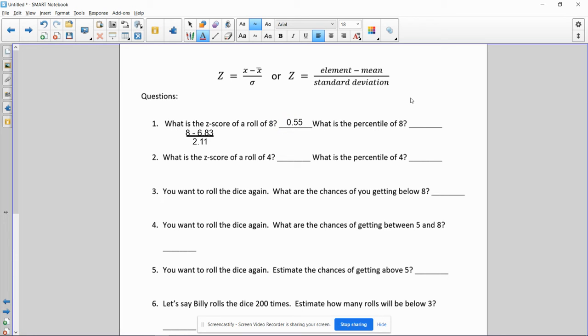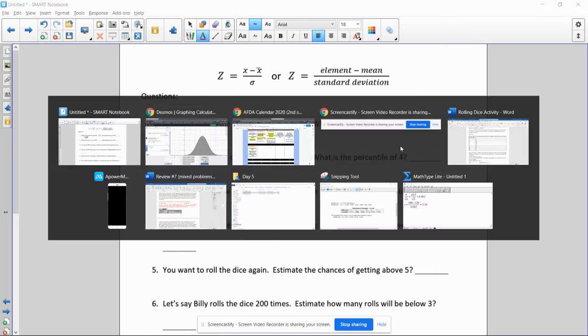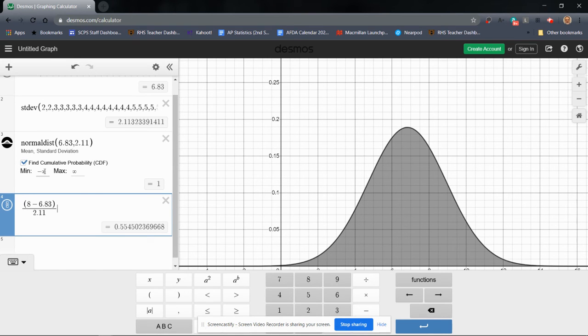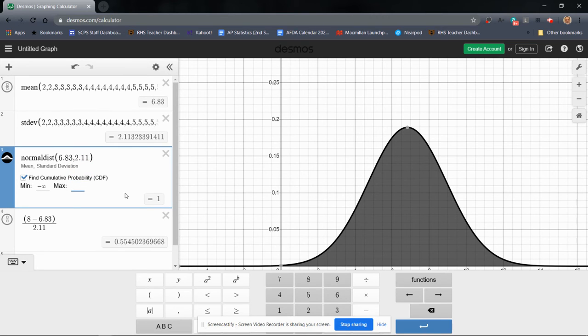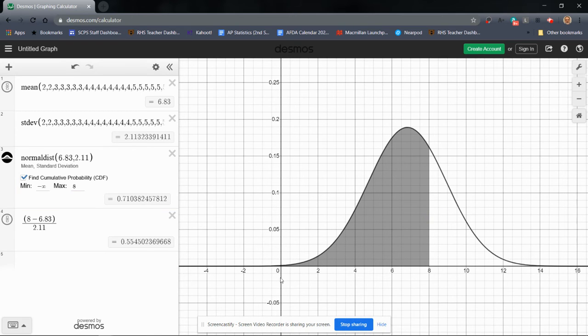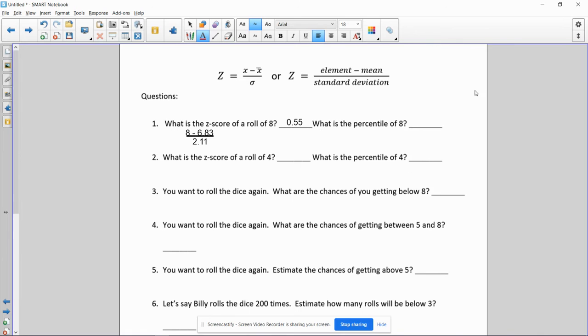All right, and then I need a percentile for 8. So I'm going to go ahead and leave the min of my curve as negative infinity. I'm going to put the max of my curve as 8. You can see the shaded region now goes from 0 to 8, and my decimal is 0.71. So what percent is 0.71? 8 would be the 71st percentile.